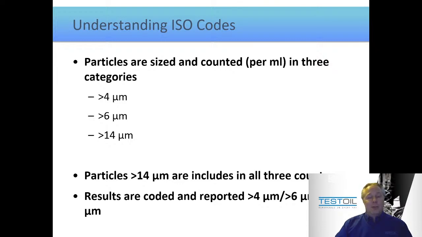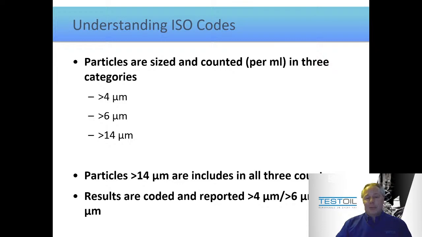So when you look at a typical particle count result, it should not be unexpected to see that the 4 micron value is the highest number, followed by the 6, and then of course the 14. And that's simply because this is what we would call a cumulative count, meaning that each one accumulates into the next category, if you will. So with the particle count, we report, as I said, the actual number of particles in those 3 sizes per milliliter of fluid.